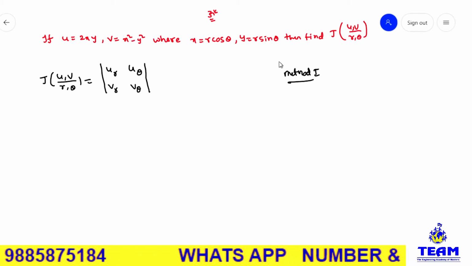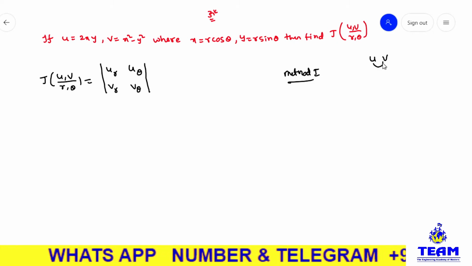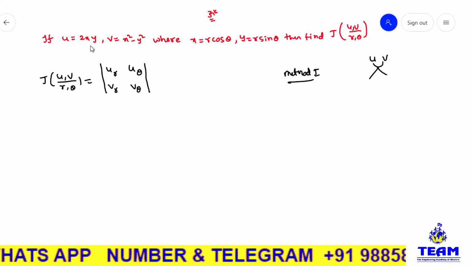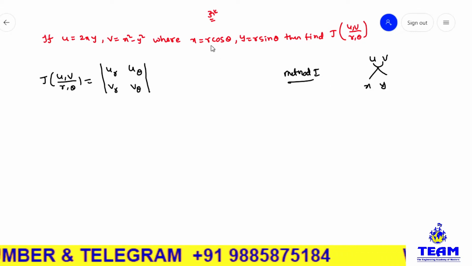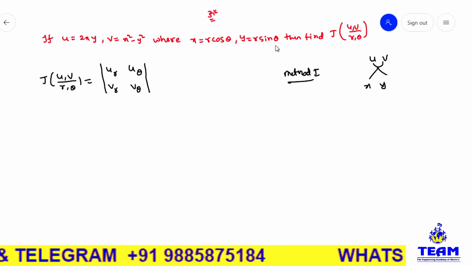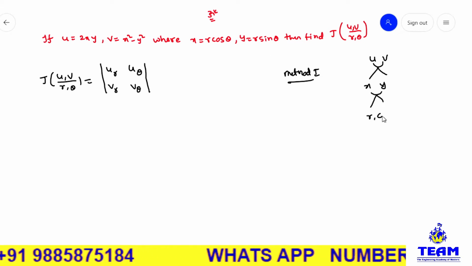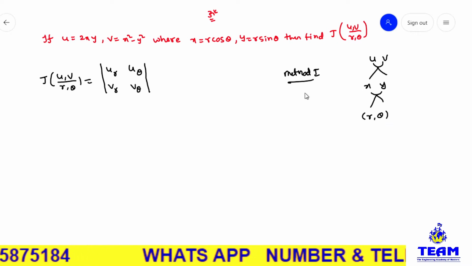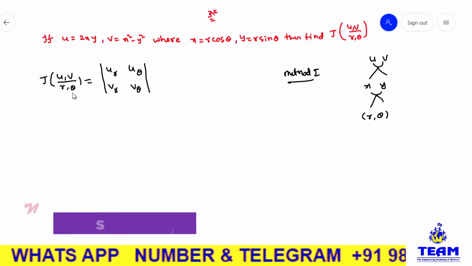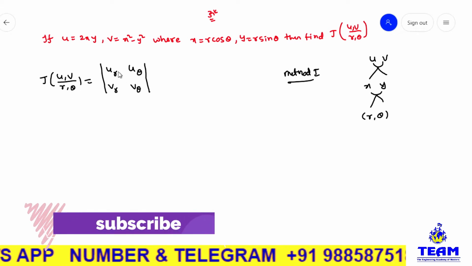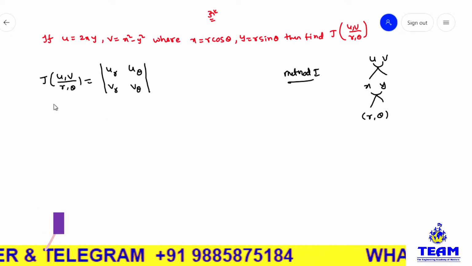Method 1. In this method, you observe u comma v both are functions of x, y. And x is in terms of r comma theta, y is also in terms of r comma theta. So both x comma y are in terms of r comma theta. Now, if you want to find the Jacobian of u comma v with respect to r comma theta, u should be in terms of r and theta, and so should v.